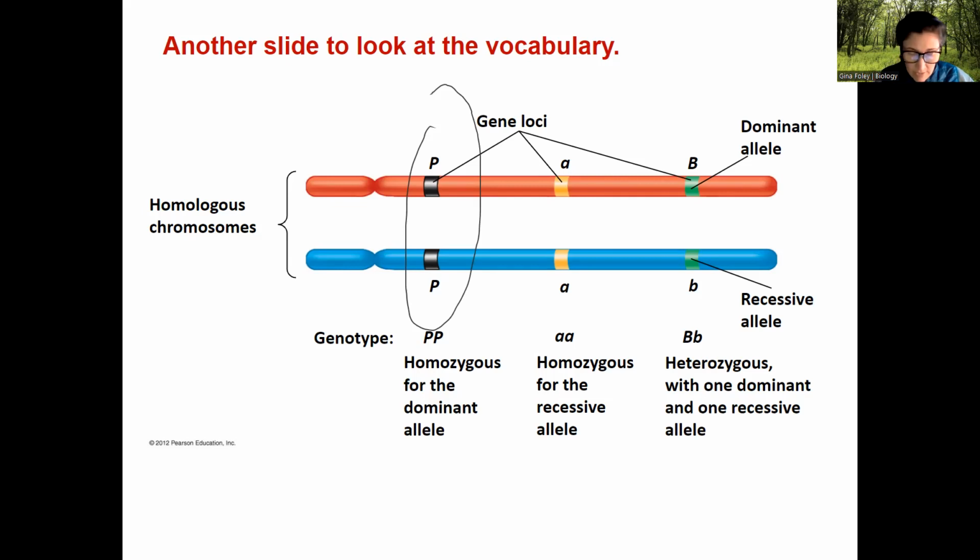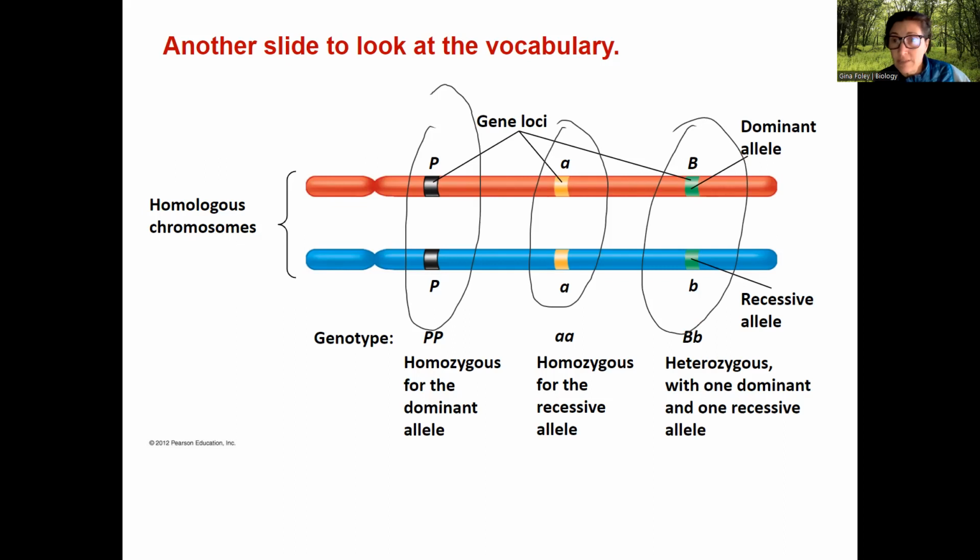Then if you look at the second loci, this one here, the person who inherited both these chromosomes from the sperm and the egg is homozygous recessive. So still homozygous because both of them are the same letter, little a, little a. But in this case, since they're lowercase letters, we know it's the recessive one. So this person would express the recessive trait. And then last but not least, the third loci, big B, little b, this person is considered heterozygous. They have one of each.